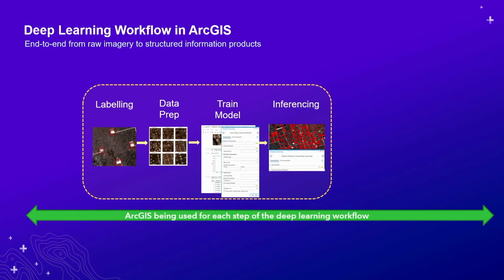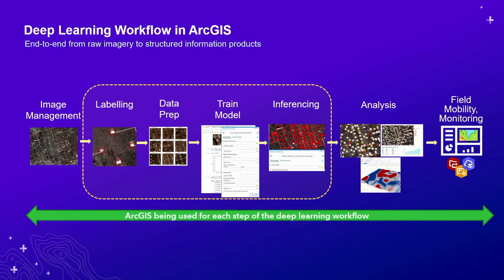At a higher level, here's the deep learning workflow. In addition to the deep learning pieces, ArcGIS enables efficient management of large volumes of imagery. This is done using mosaic datasets and image services. Next, ArcGIS enables advanced analysis of the deep learning results. And these results can then be used in field mobility and monitoring applications such as ArcGIS Workforce and Operations Dashboard.